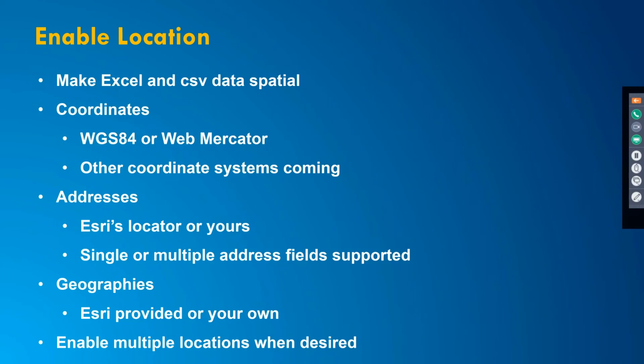Other systems are coming soon. If you want to use addresses, you can use Esri's World Geographic Locator, or you can use your own address. And we do support single or multiple address fields. And the third way that you can enable location is based off of geographies. So you can bring other zones or grid or districts into your workbooks and use those to spatialize your Excel sheets. And we can even see an example of when and why you might enable multiple locations. So let's go look at that and see what that's all about.